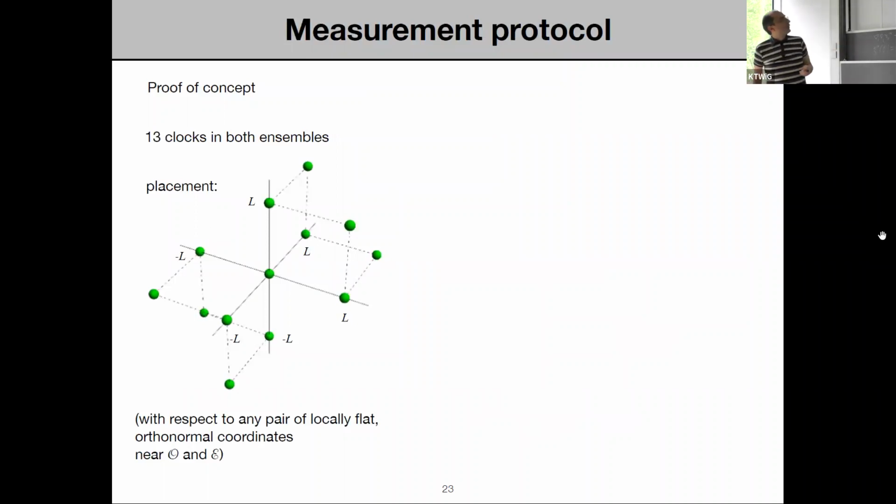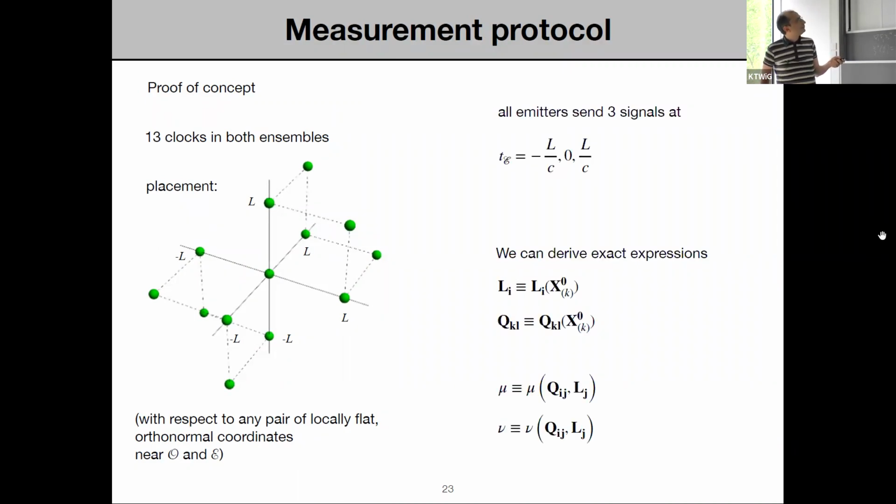Okay, that was very abstract, but can you really design a measurement protocol? Actually, it is possible. The setup we propose here consists of 13 clocks, one somewhere in the middle, other 12 located, as you can see in this picture. So in the autonomous coordinates, both the emitting and the observing ensemble have this particular shape with some size L. The emitters emit signals at 3 moments at the local time on the emitter side: minus L over C, 0, and L over C.